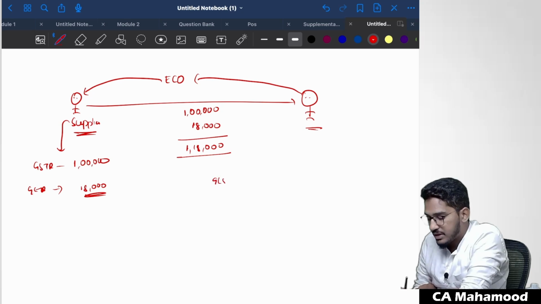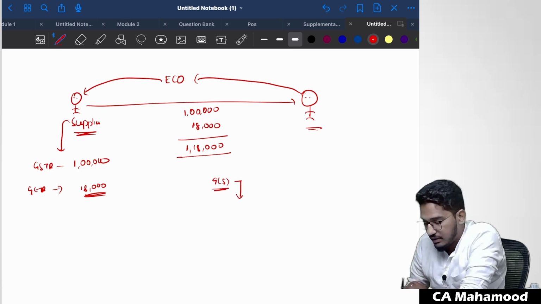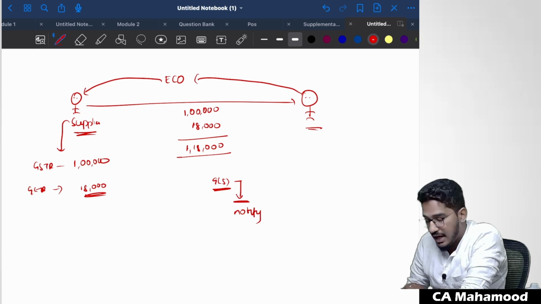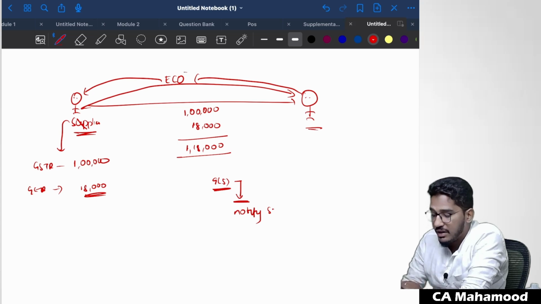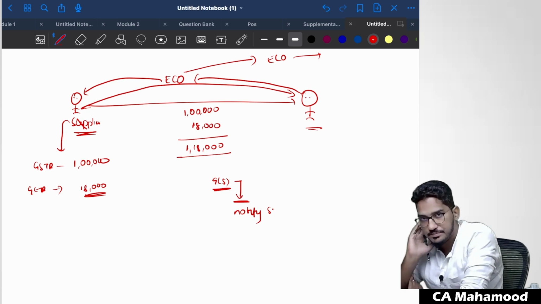But what 9 subsection 5 has told is, the government has retained certain power. The government has reserved certain power. They told under 9 subsection 5 that we have power to notify certain services, and if those services are provided through the e-commerce operator, the supplier will not have the obligation to pay the GST to the government on those services. Directly, the e-commerce operator has to pay the GST amount to the government.